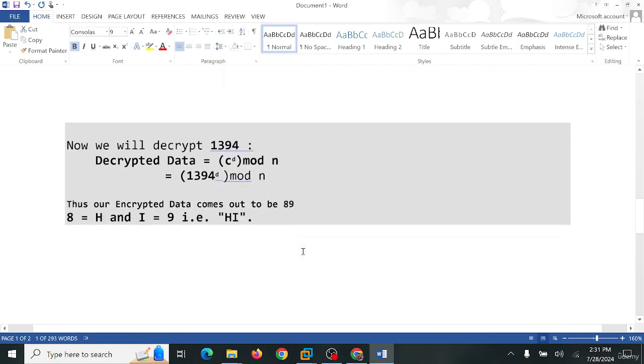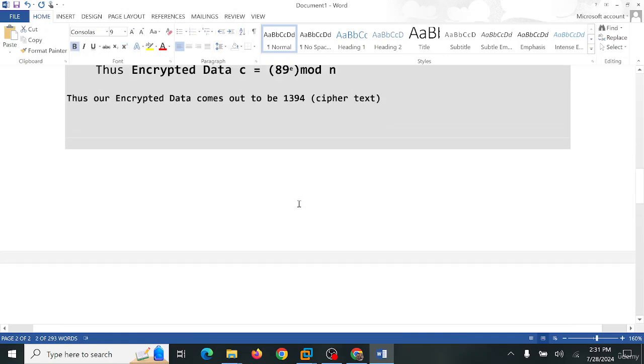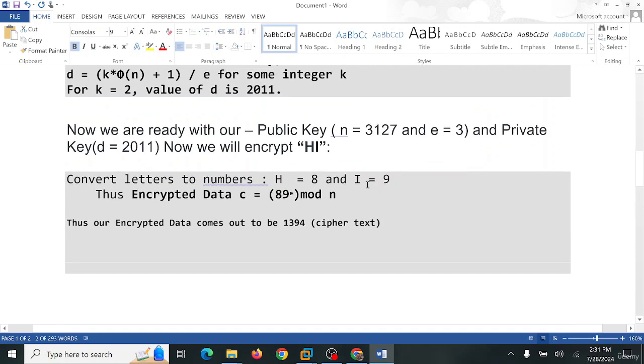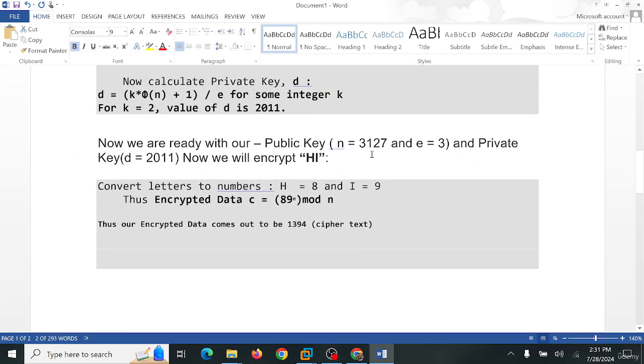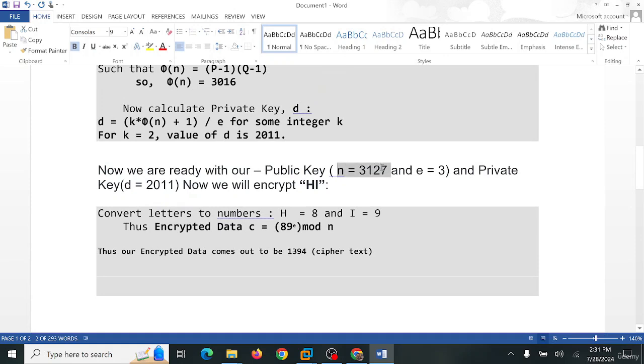Now let us decrypt this. So 1394 is decrypted by taking the private key, which is d. To decrypt the data, we take the ciphertext power d, which is the private key, mod n again, and we get the decrypted data, which comes out to be 89, obviously, because 89 is what our original message was. So to encrypt and decrypt, we use these things: the value of n, which is part of our public key, the value e, which is our exponent, and the value d, which is our private key.